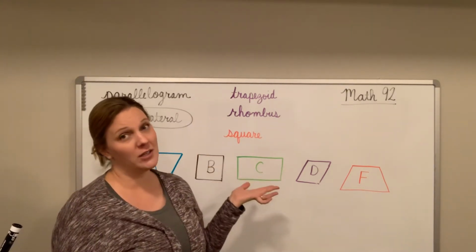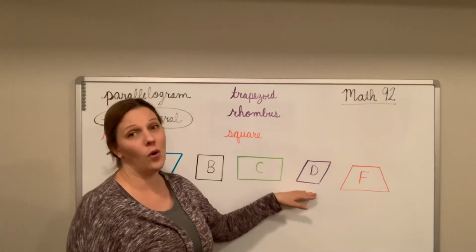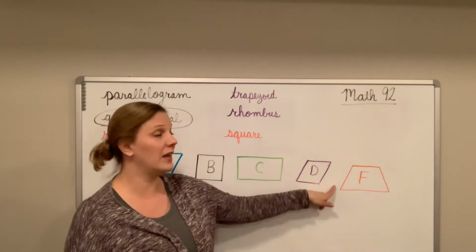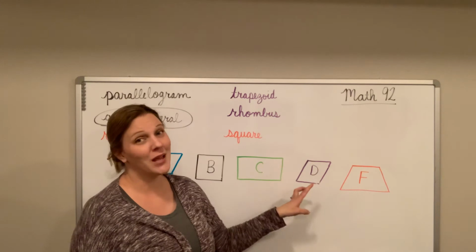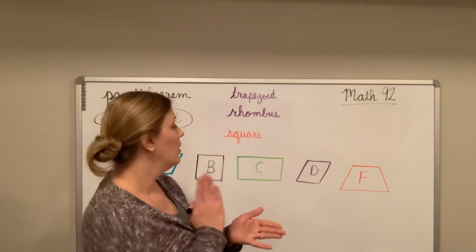Why not, third graders? Because it doesn't have four right angles. All four sides are the same length. It has two sets of parallel sides, but it does not have four right angles.